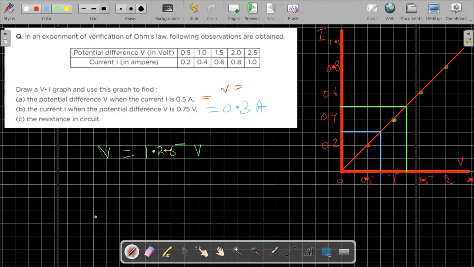Yeah, Siddharth, what's the answer? Sir, R is equal to 4.16. You can take either value of the potential and either value of the current. If you use 0.5 as potential, your current is 0.2. So R equals V over I, V is 0.5, the current is 0.2, so you get 5 by 2. 5 by 2 is 2.5 ohm. That's the answer.